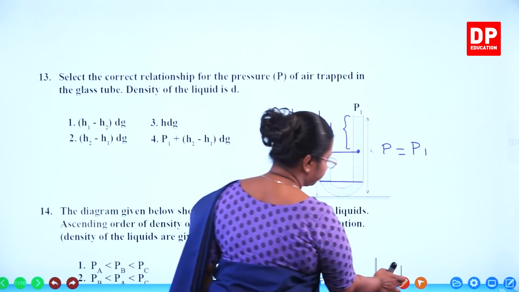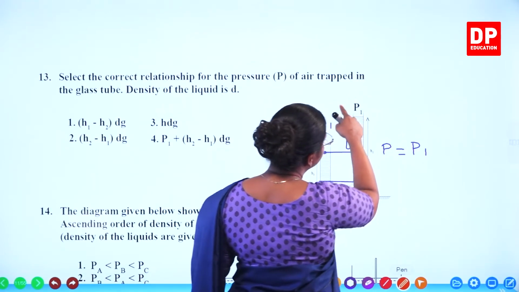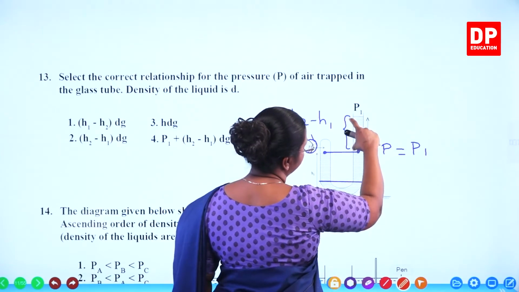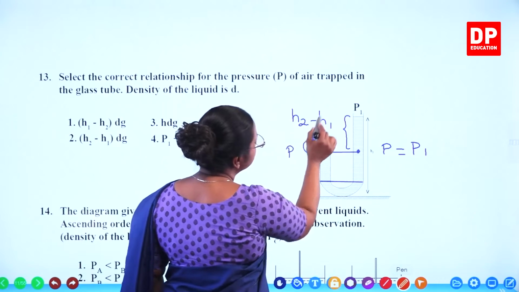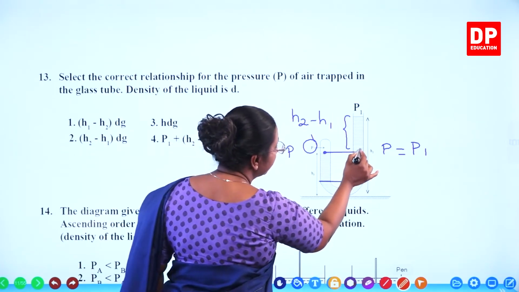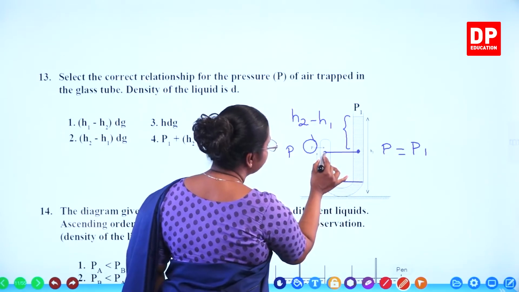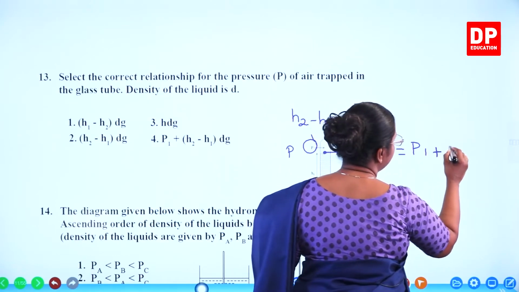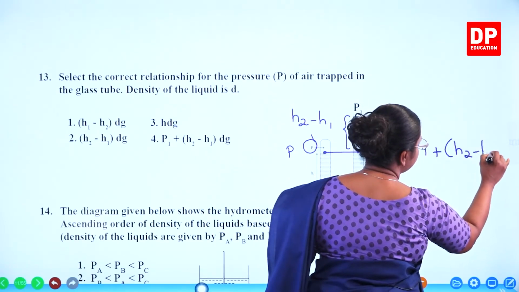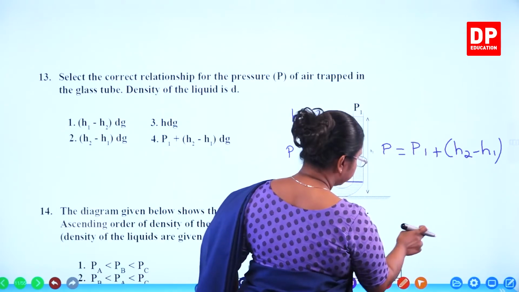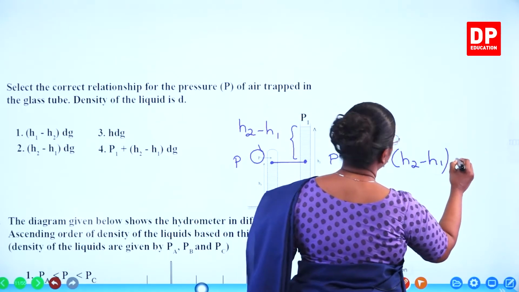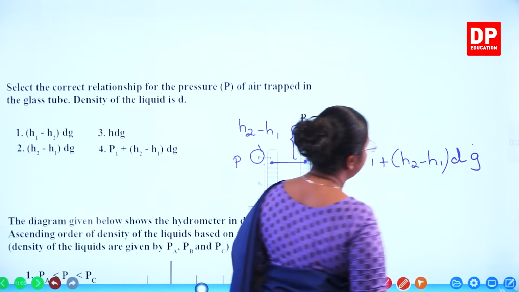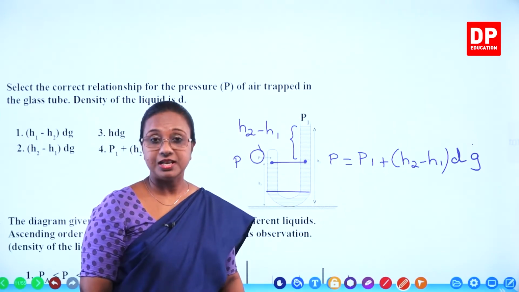So, if we consider the pressure exerted by the atmosphere plus the pressure exerted by this water column, that is only this height, that is H2 minus H1, that is going to be the pressure here, and that is equal to the pressure exerted by the trapped air. So, P1 plus (H2 minus H1) into density into gravitational acceleration. That will be the relationship.